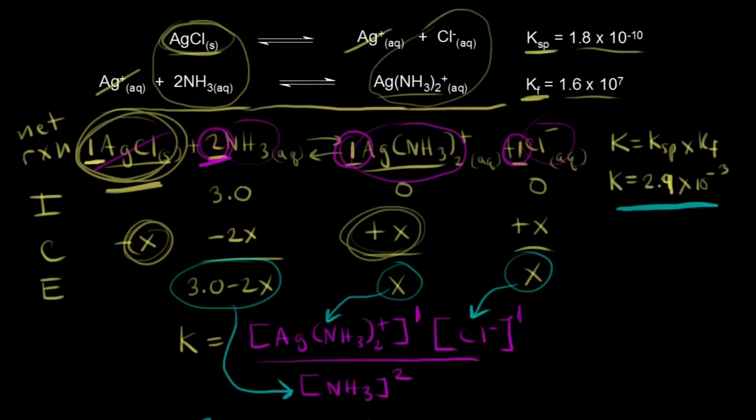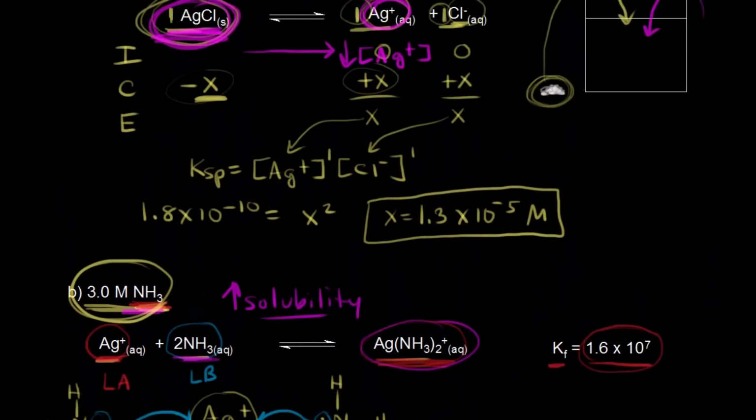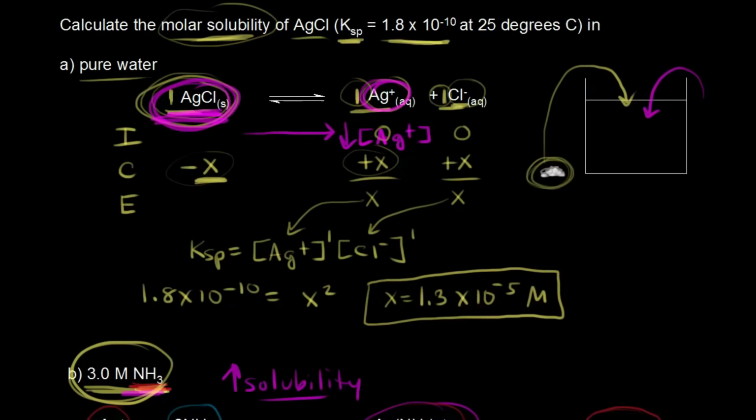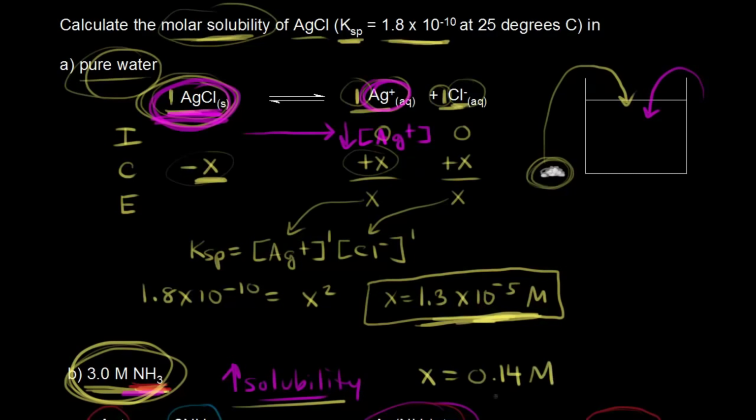Let's go way back up to the beginning and compare the molar solubilities. In pure water, the molar solubility of silver chloride is 1.3 times 10 to the negative 5 molar, which isn't very soluble at all. But now we have ammonia present. We've increased the solubility, and we just calculated the molar solubility is 0.14 molar, which is a lot larger than 1.3 times 10 to the negative 5. So the formation of a complex ion increased the solubility of our slightly soluble compound, silver chloride.